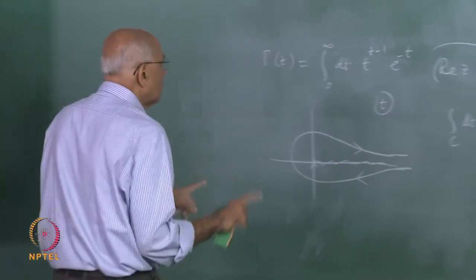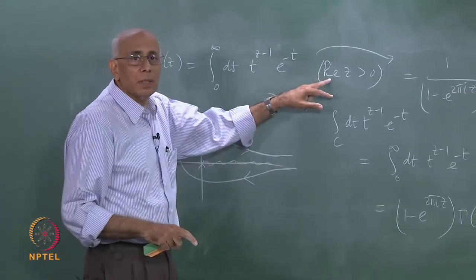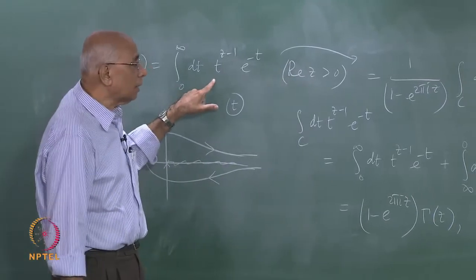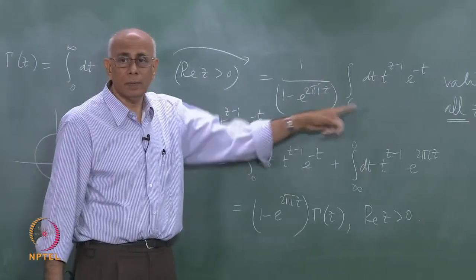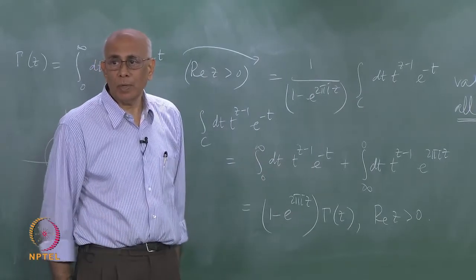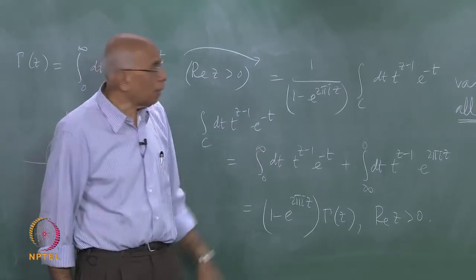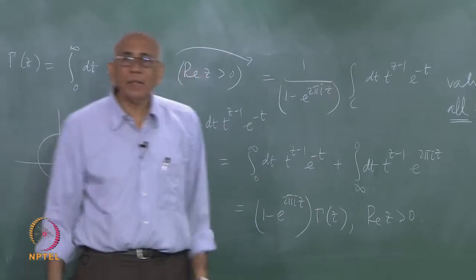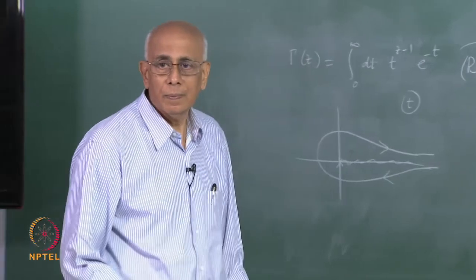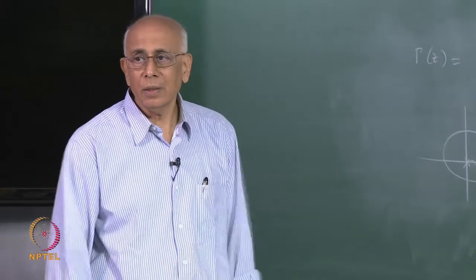So let me go over the argument again. You started with this and showed that in that region this line integral could be written as this contour integral. They were equal point by point for every value of z. But the contour integral makes sense, it converges for all z. So it is a representation of the gamma function.